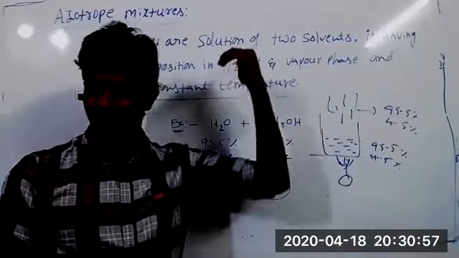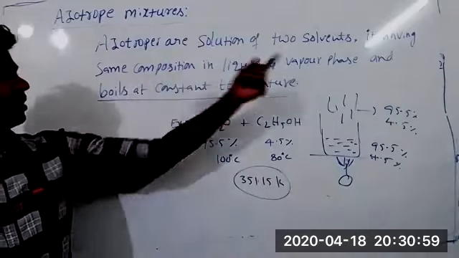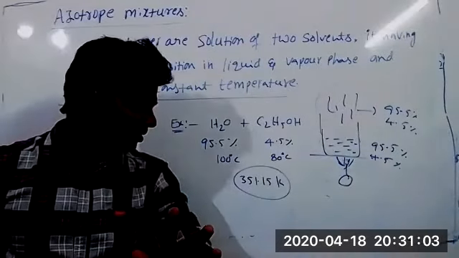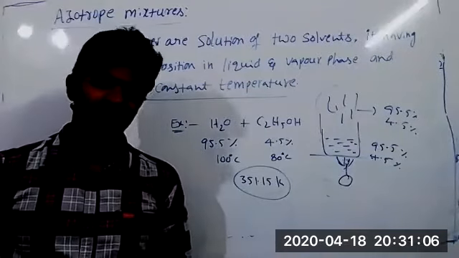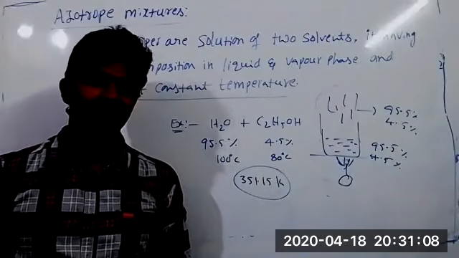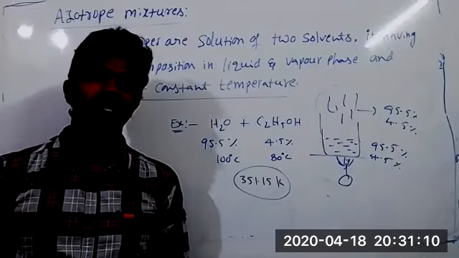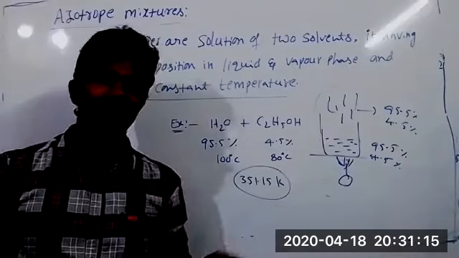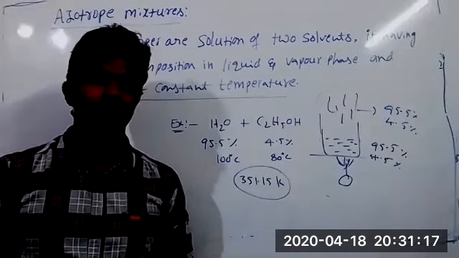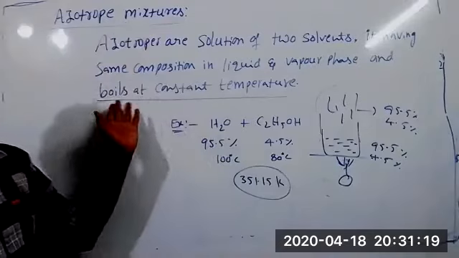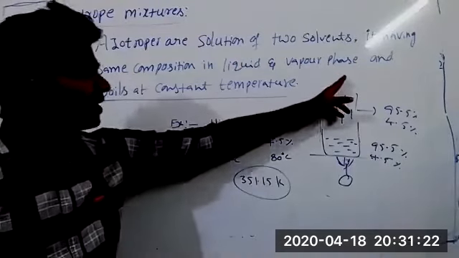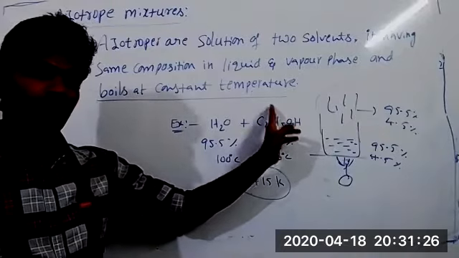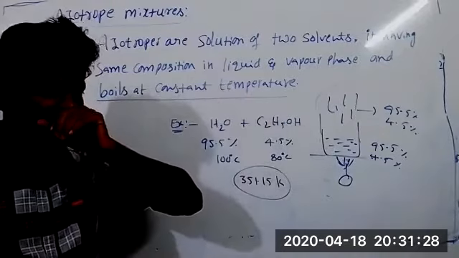Did you get this meaning? Yes, sir. Sir, how can the two be separated? We have to go through some chemical methods. Otherwise, we can't separate. By simple physical methods, we can't separate. To separate both, we need to add some other chemicals into the solution. Then we can separate. Okay. Same composition in liquid and vapor phase, and boils at a constant temperature. Got it? Any doubt here about azeotrope mixture?